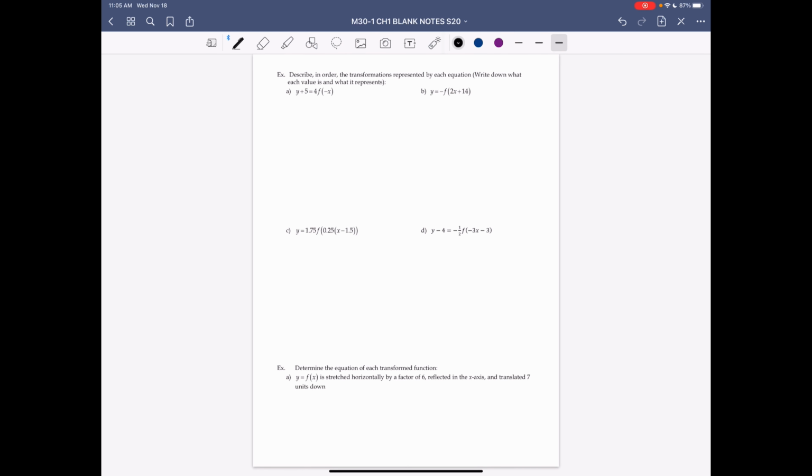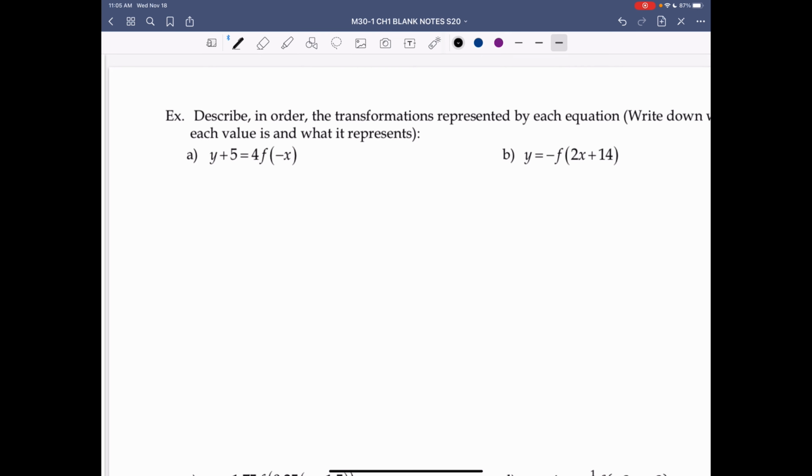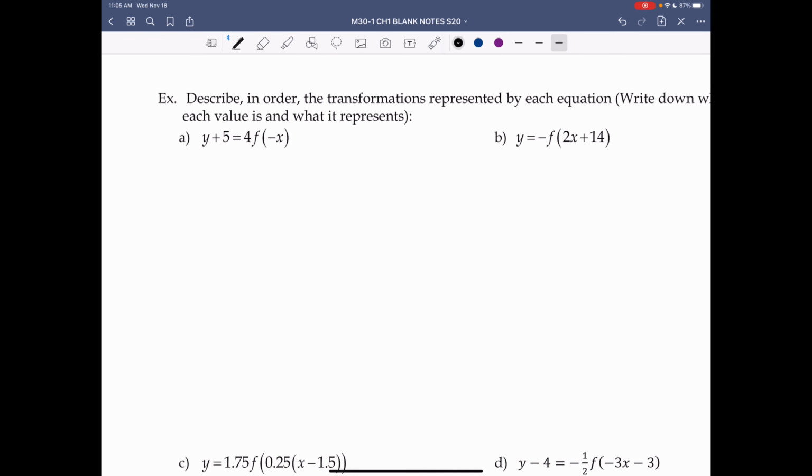Example, describe in order the transformations represented by each equation. Write down what each value is and what it represents. A, we have y plus 5 equals 4f of negative x. I'm going to move that 5 over by subtracting 5. Then I get y equals 4f of negative x minus 5.